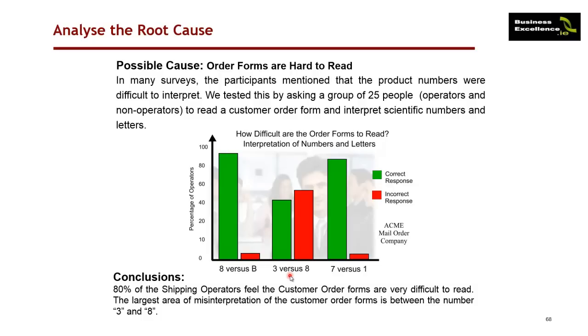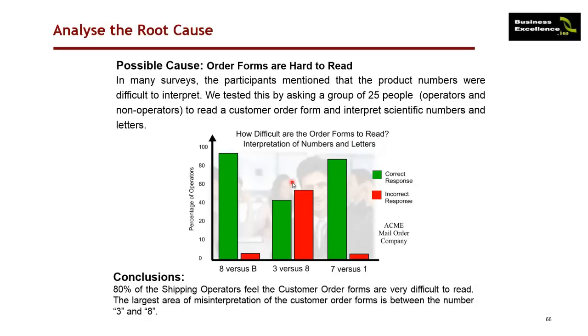If people were asked to interpret between the number 3 and the number 8, in this case, more people actually got it wrong. So approximately 55% of the people got the incorrect interpretation. If we ask somebody to interpret between the number 7 and the number 1, then the majority of people got the correct interpretation. So in this case, we know that the shipping operators feel the form is very difficult to read. And we also see here that a lot of the operators have a big difficulty interpreting between a number 3 and a number 8.